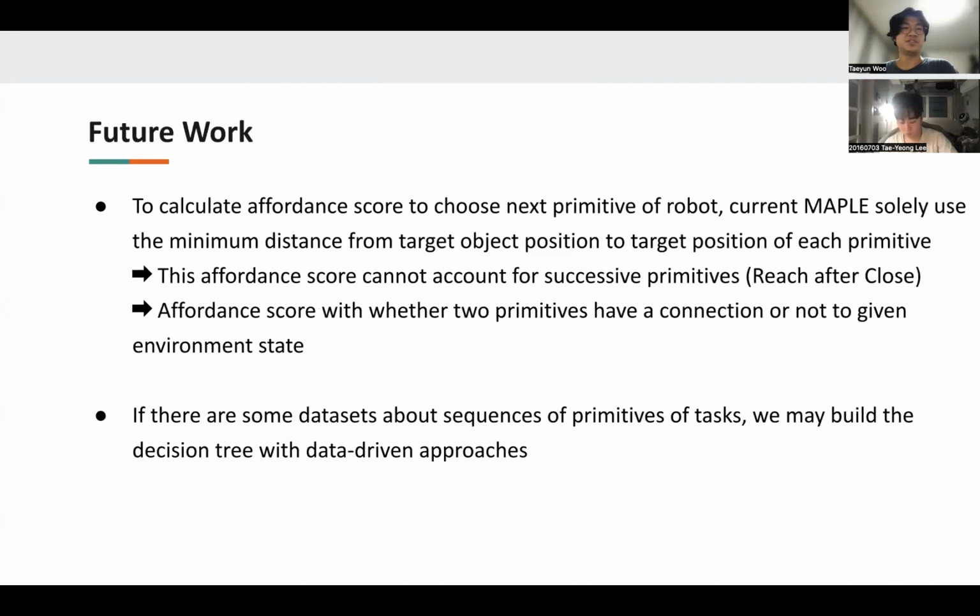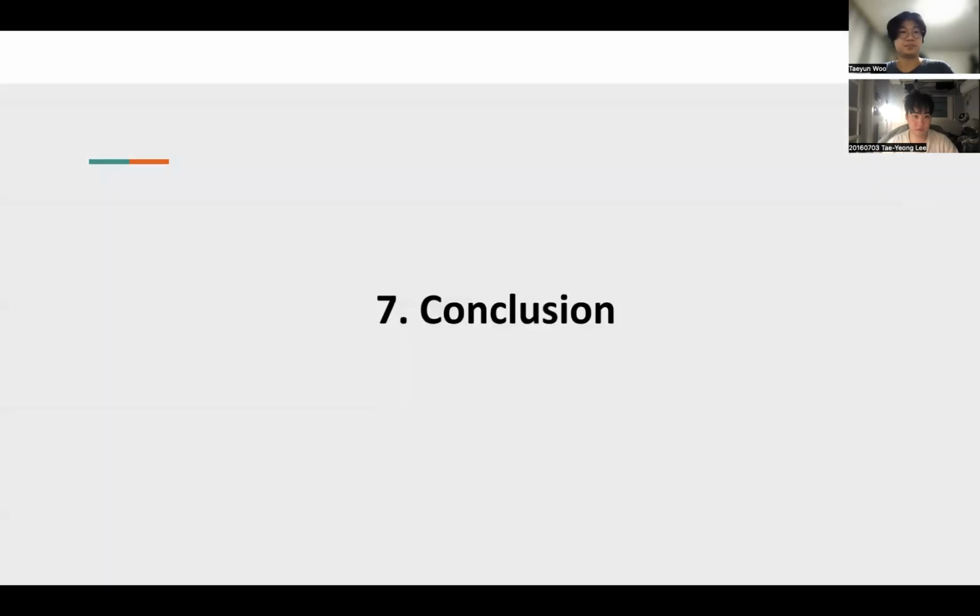We suggest some future work directions for our project. First, the current mapper affordance score considers only the minimum distance. So adding a connection between successive primitives may improve the mapper. Also, if there is a dataset about sequences of primitive tasks, we may build decision tree data with a data-driven method, which can help the connection between two primitives.